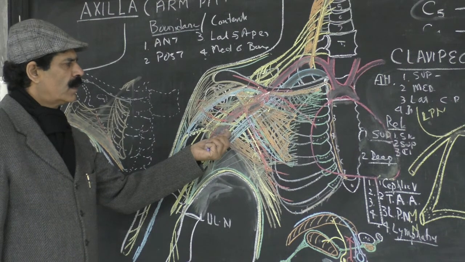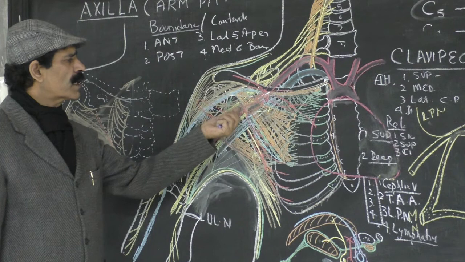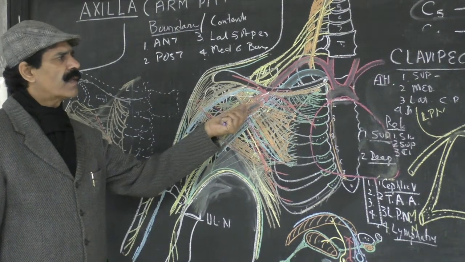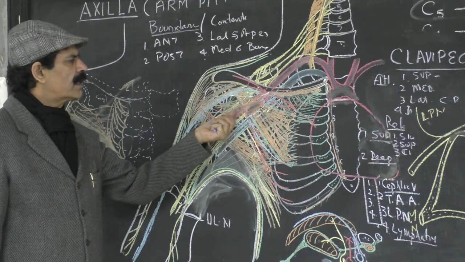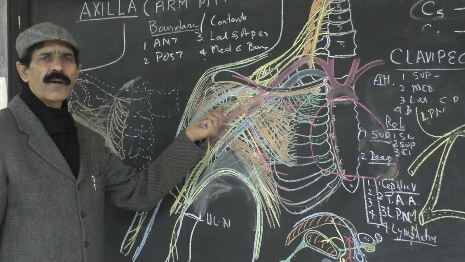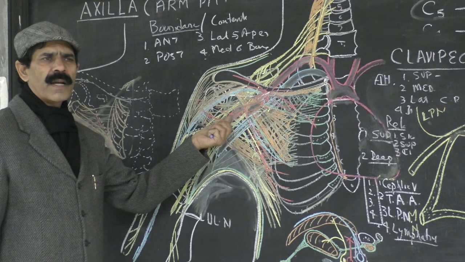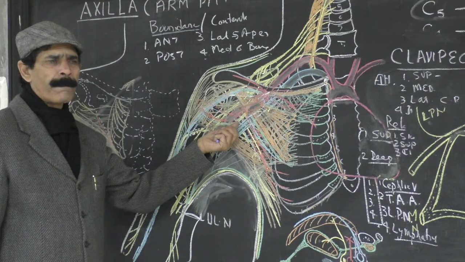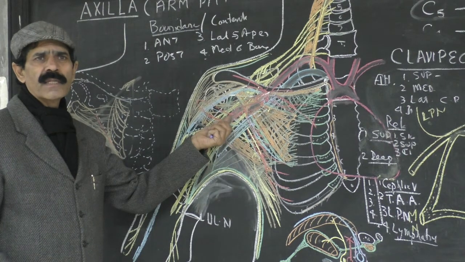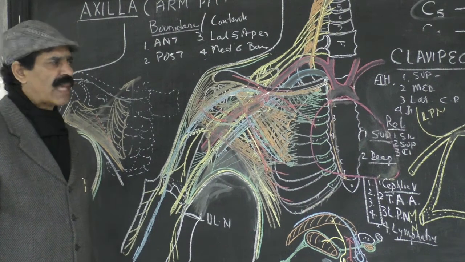Then the cords of the brachial plexus. We know the relations of the cords to the second and third part of the axillary artery, which we have already done. Lateral to the second and third part of the axillary artery lies the lateral cord. Medial to the first, second and third part lies the medial cord. And posterior to the second and third part of the axillary artery lies the posterior cord. So this is the contents of the axilla.